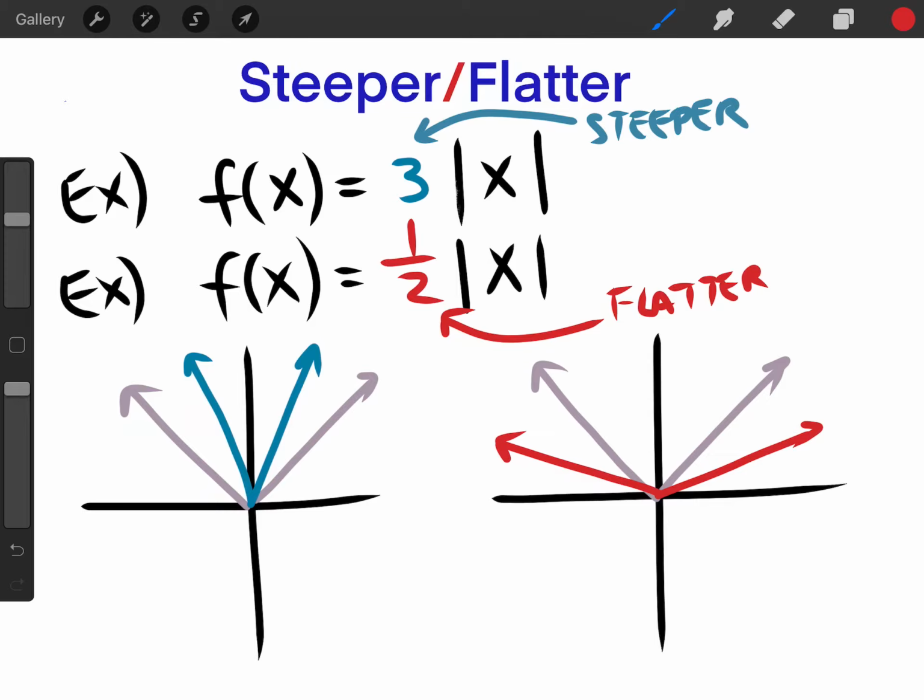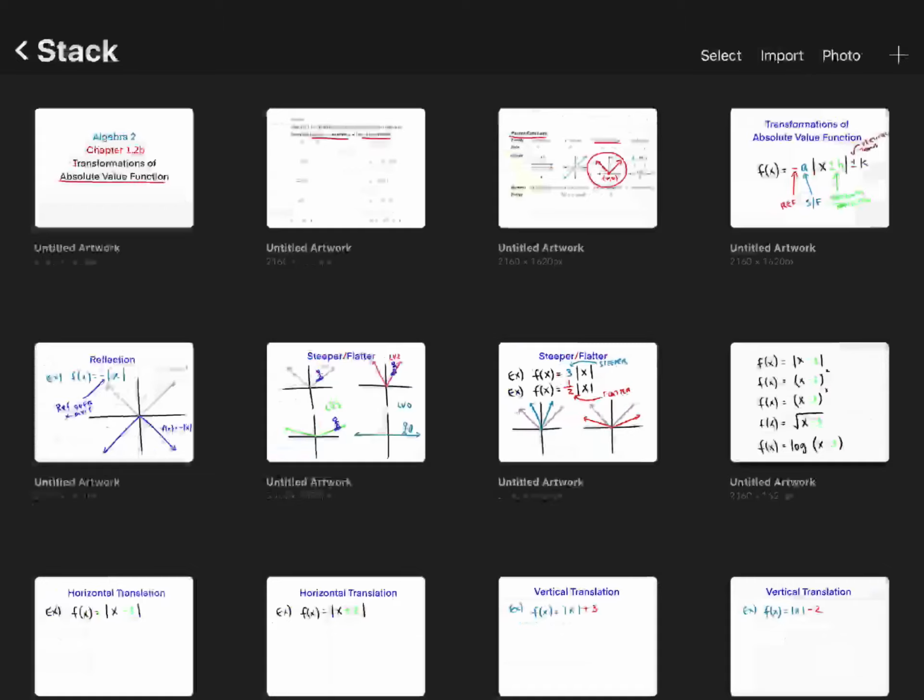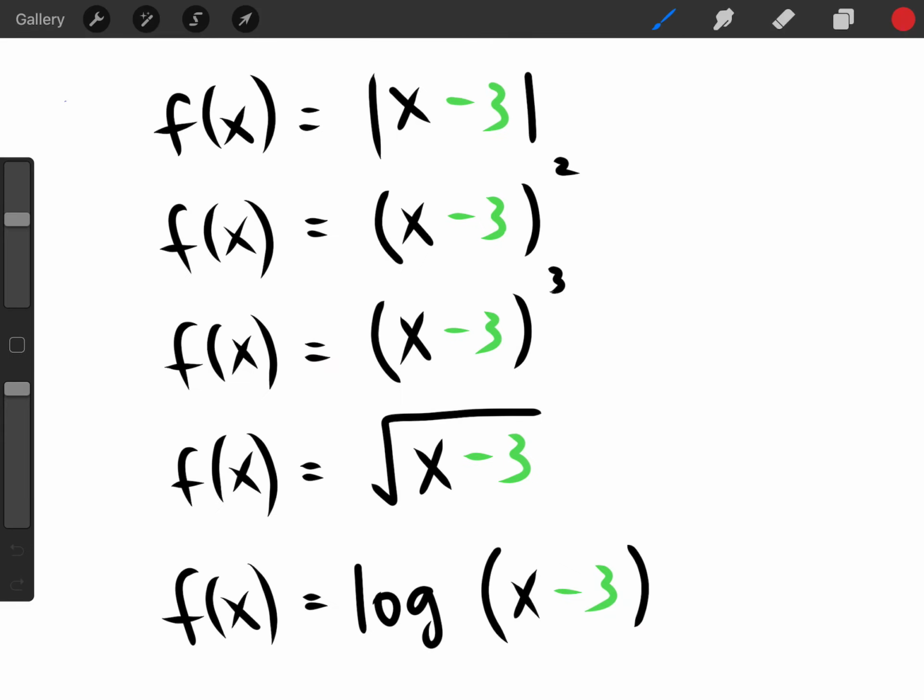Okay, so that's just the steeper and flatter. Okay, next thing before I talk about horizontal translation, I want you guys to keep in mind, this is going to benefit you guys in Algebra 2 or even pre-cal.